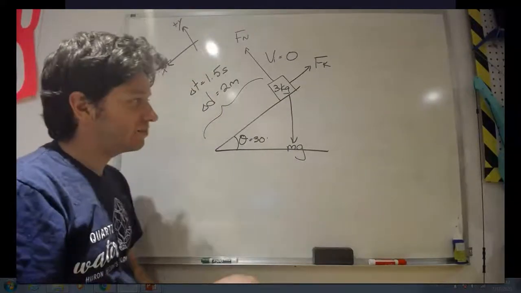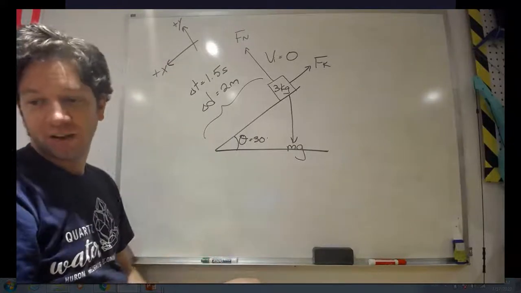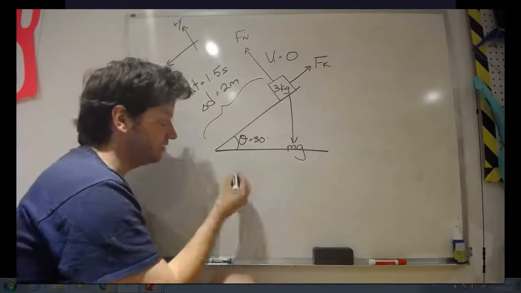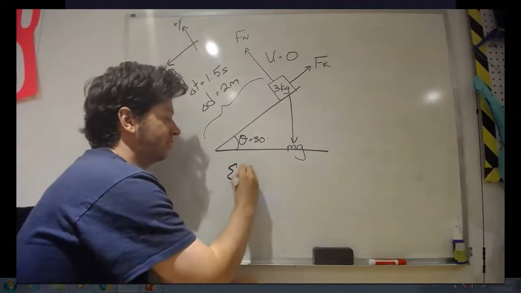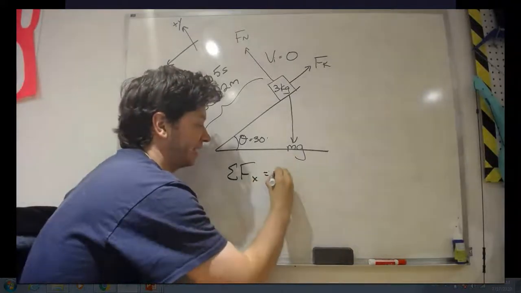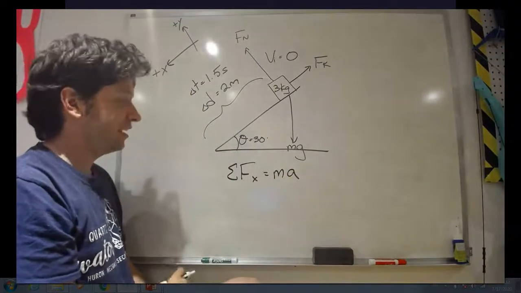Now the next step says to use Newton's second law. Now this says find the acceleration of the block. Now we can try that. Let's try Newton's second law. We go, the sum of all forces in x, since acceleration is in x, equals mass times acceleration. And what forces do you have in x?